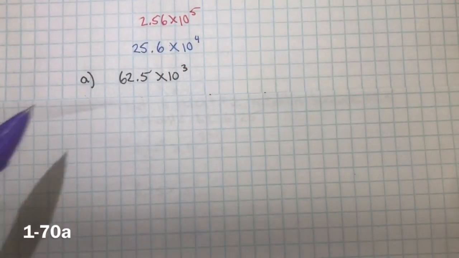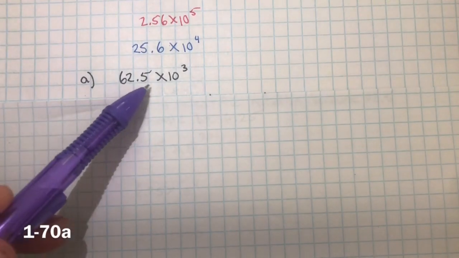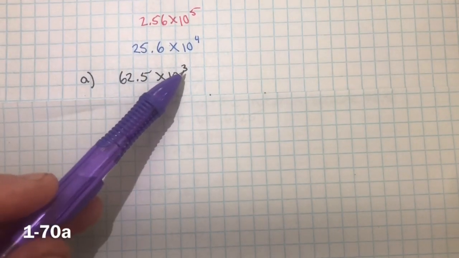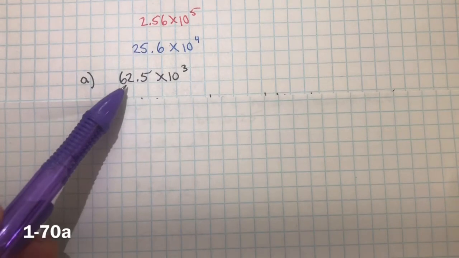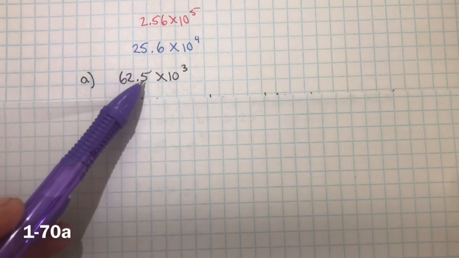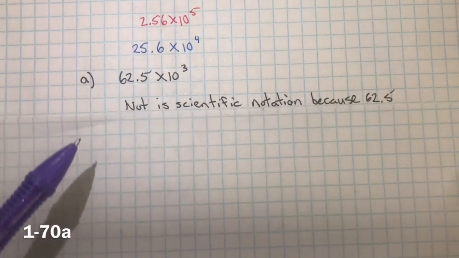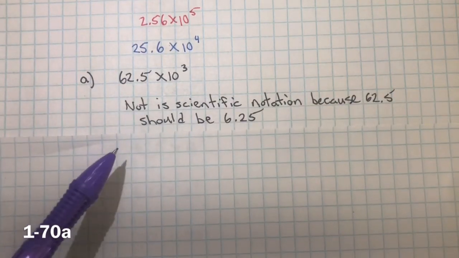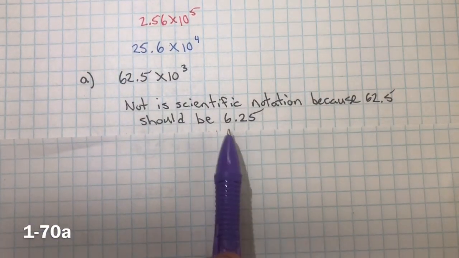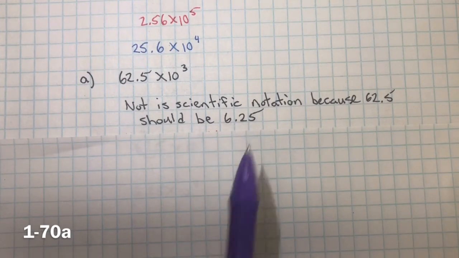Problem 170A, 62 and 5 tenths multiplied by 10 to the third power. Well, this is greater than or equal to 1, but not less than 10. So it is not in scientific notation. It should be 6 and 25 hundredths.